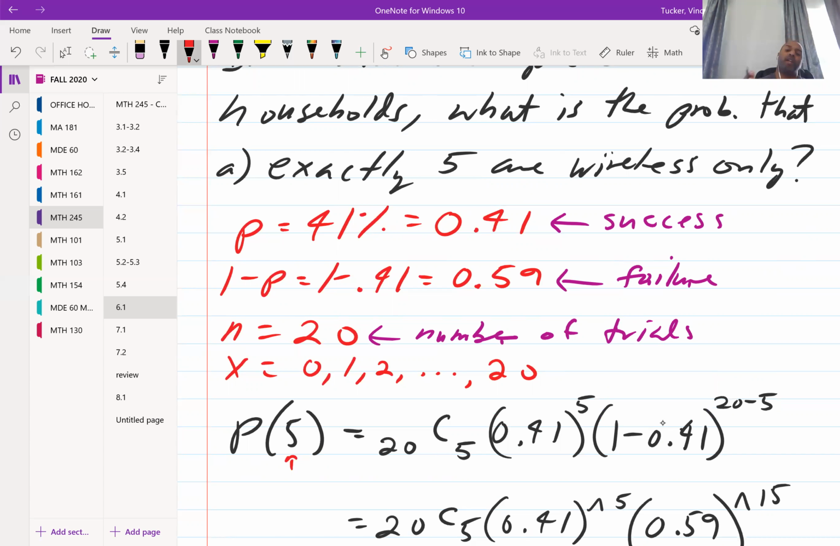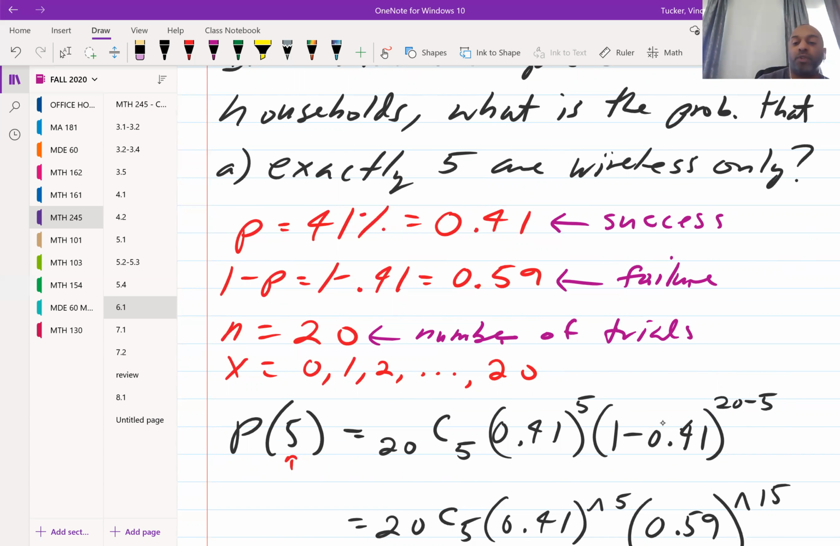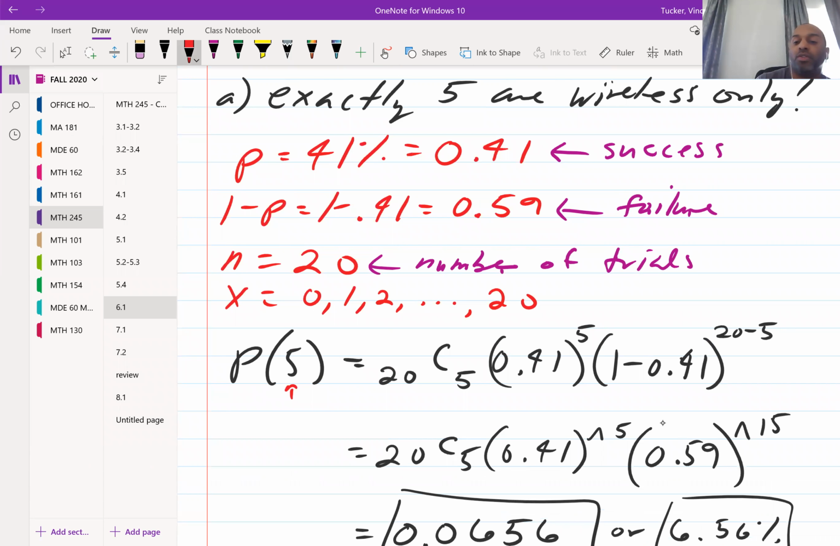Now, if you have a calculator that allows you to put all of this in at one time, then you can put it in just like that. If not, then you may have to simplify some things first before you start doing work. Like you can go ahead and subtract 1 minus 0.41, that'll give you 0.59. 20 minus 5 gives you 15. And start doing things according to order of operations.